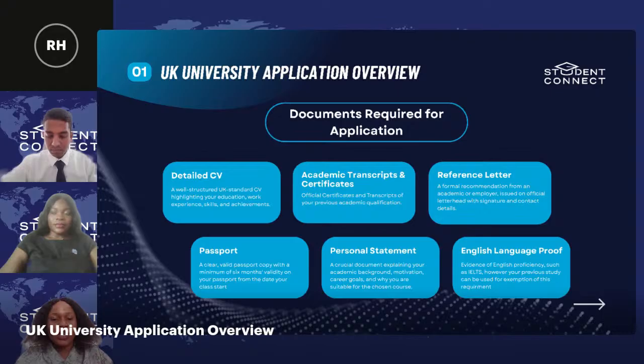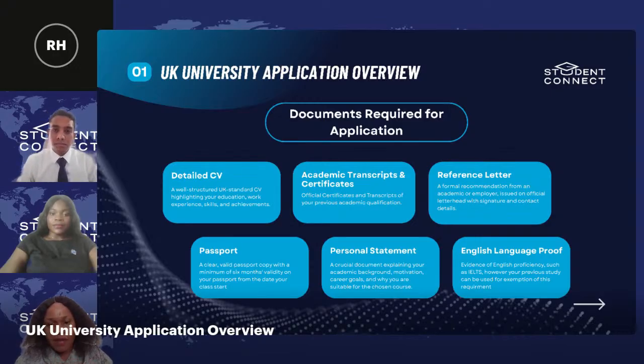You need to state your motivations, why you choose the UK as your study destination, why you choose the particular university, and your plans. So your personal statement, you must craft a compelling personal statement. And the final document here is English language proof. Evidence of English proficiency, such as an IELTS.